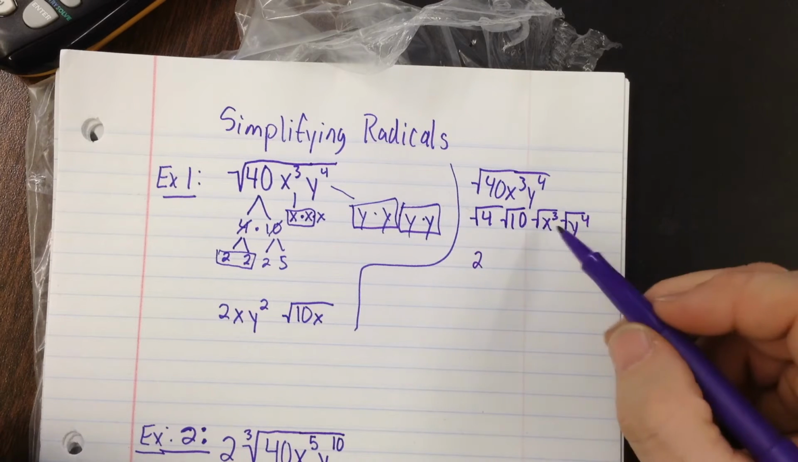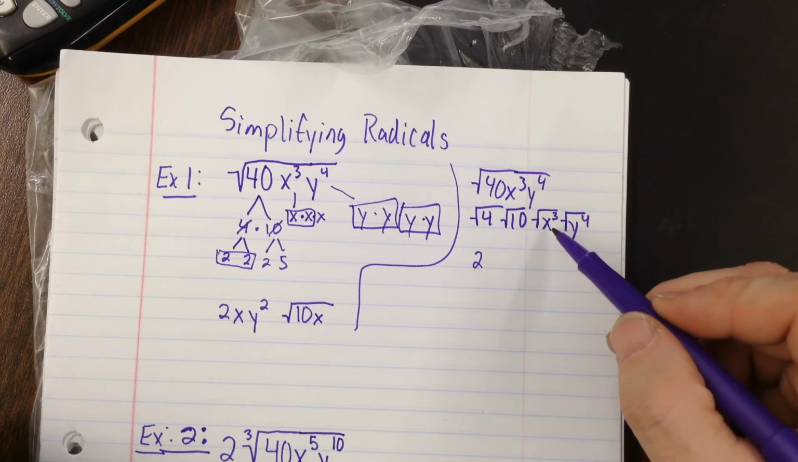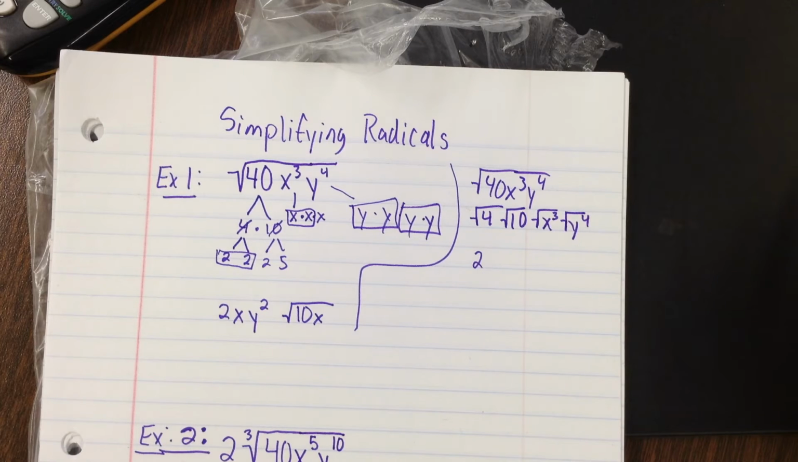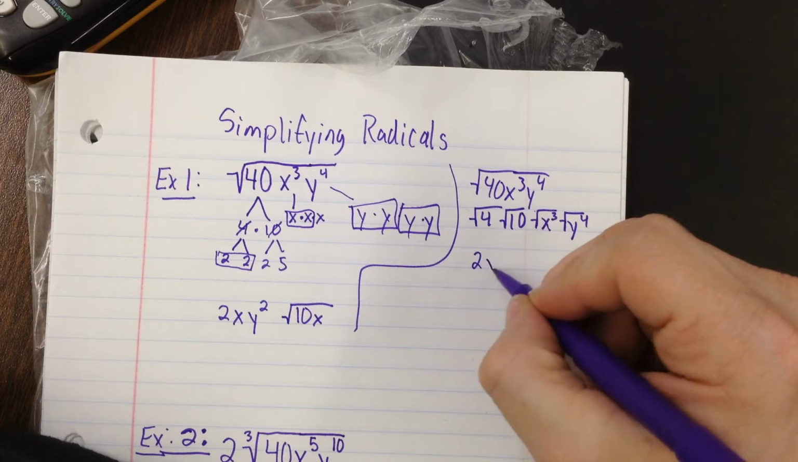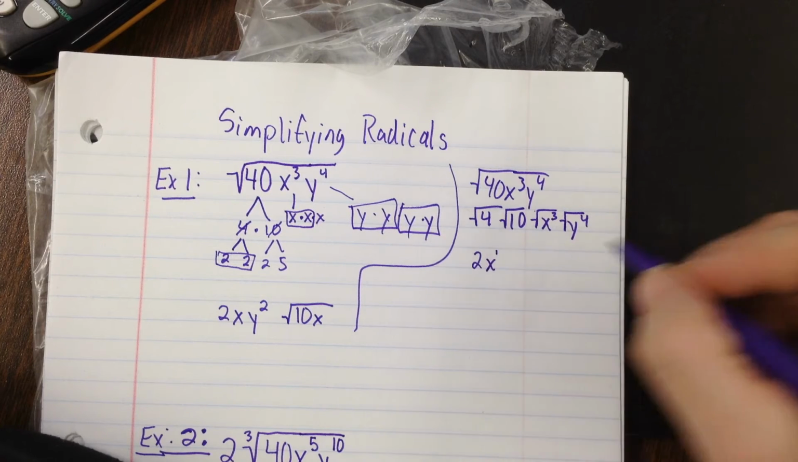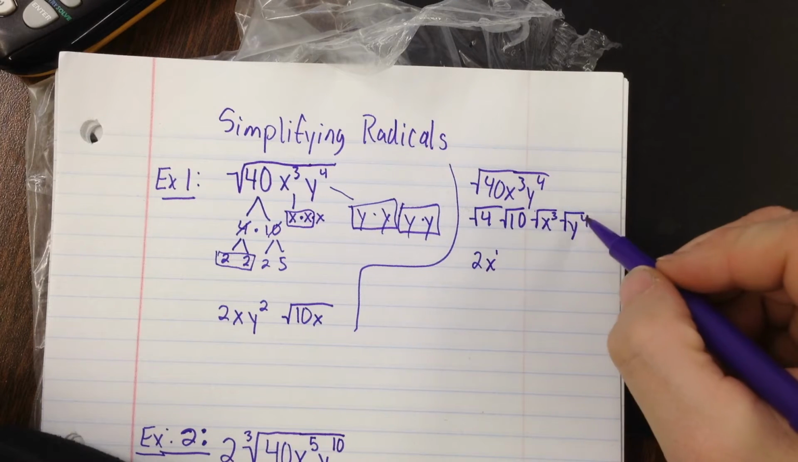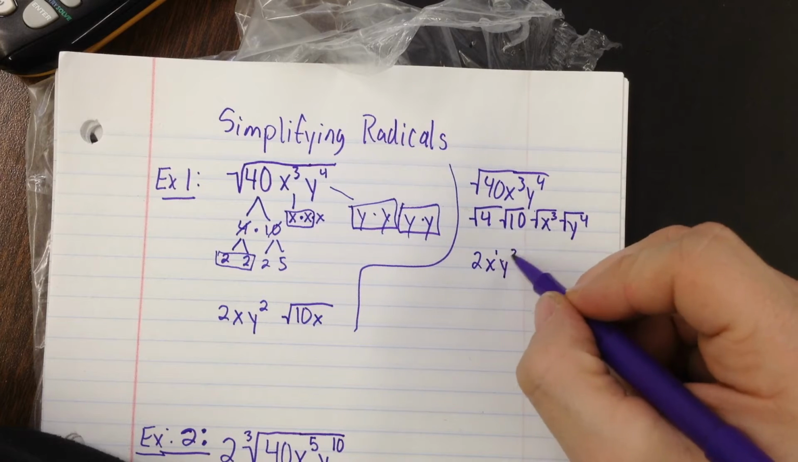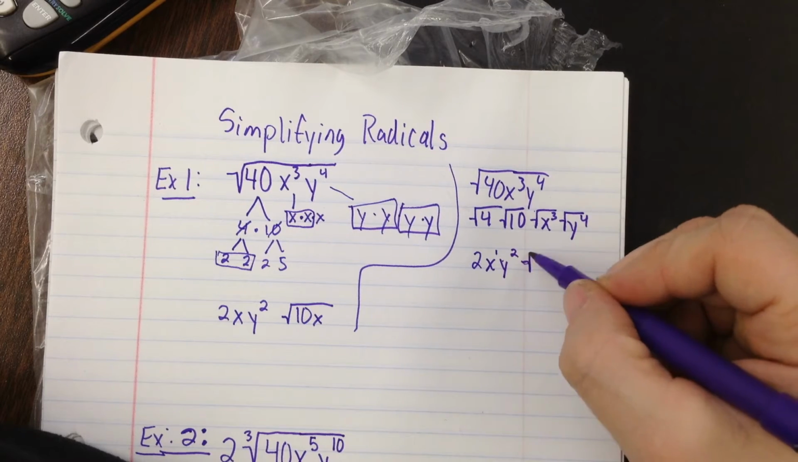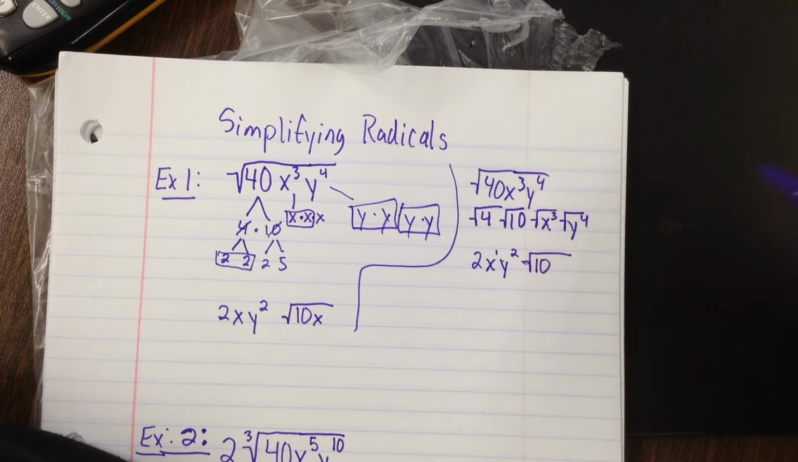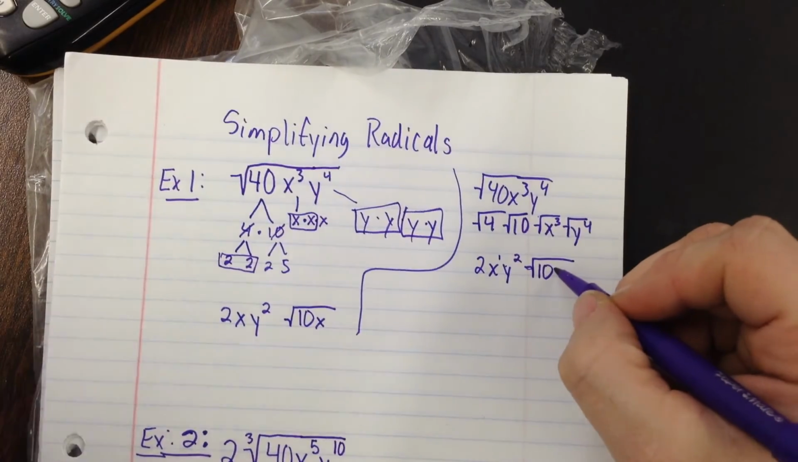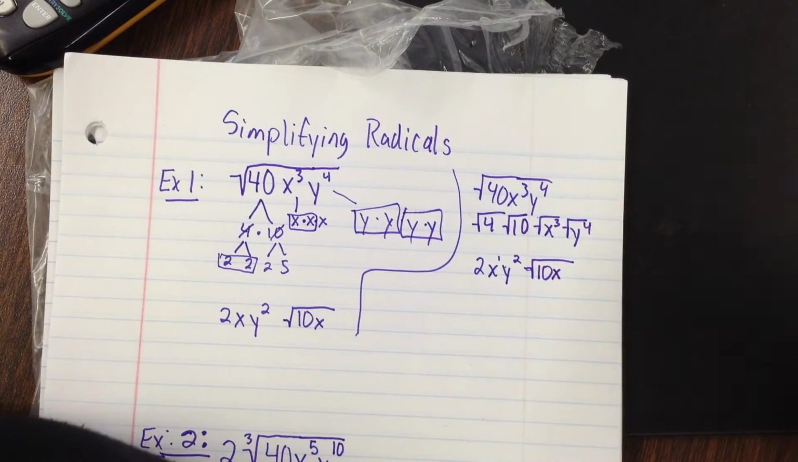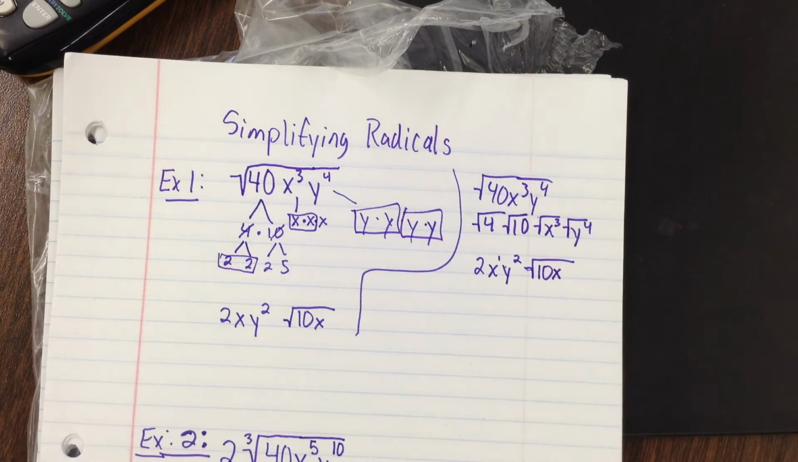The square root of x to the 3rd, again, 2 goes into 3 one time. And then how many times does 2 go into 4? Twice. And then inside you're going to leave the 10 because we didn't use it. 2 went into 3 once with 1 left over, so x to the 1st. And 2 goes into 4 evenly, so there's no leftover y's. And you're going to get the same answer either way.